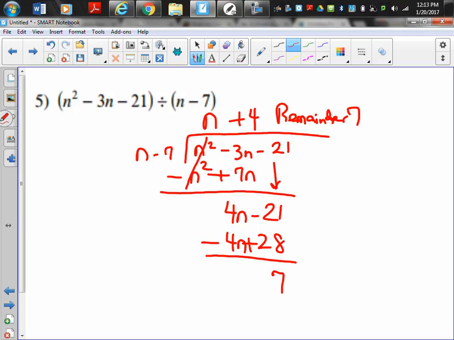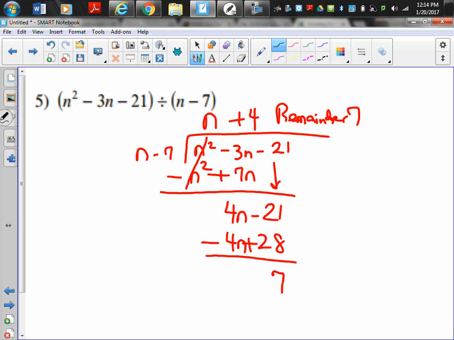n plus 4, remainder 7. Alright. Then you would go back, multiply n minus 7 times n plus 4, and then you would add 7. So let's do that.